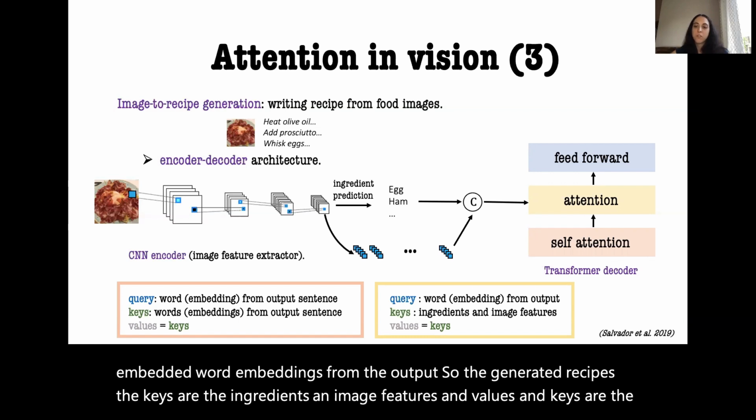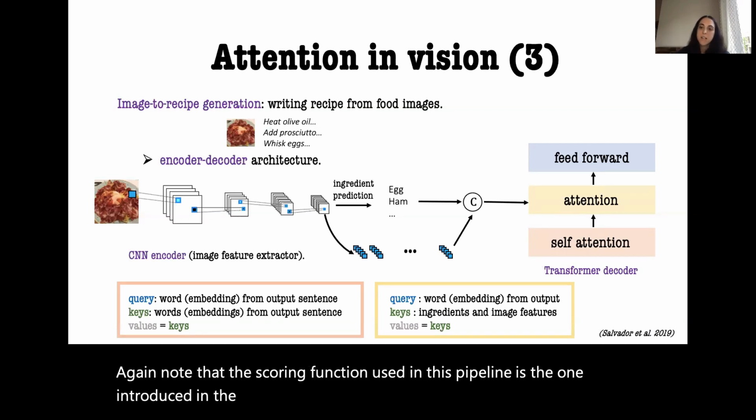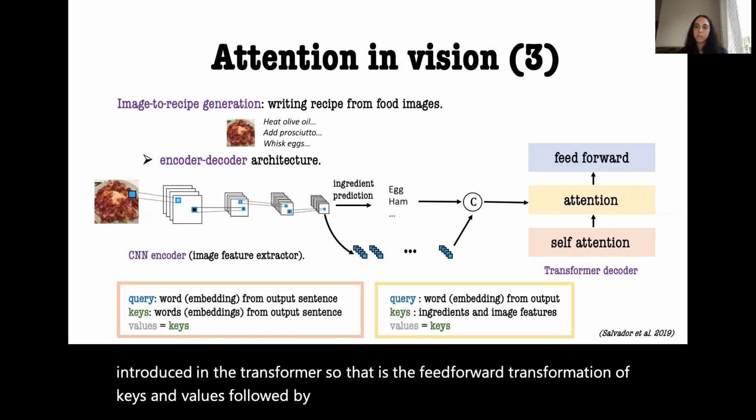Again, note that the scoring function used in this pipeline is the one introduced in the transformer. So that is the feed-forward transformation of keys and values followed by the scaled dot product.